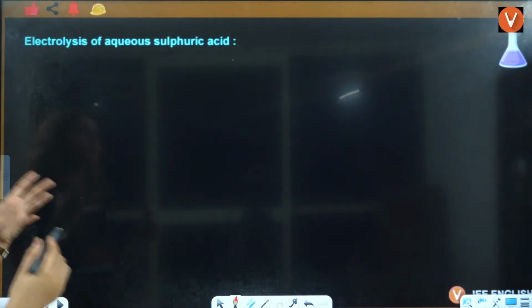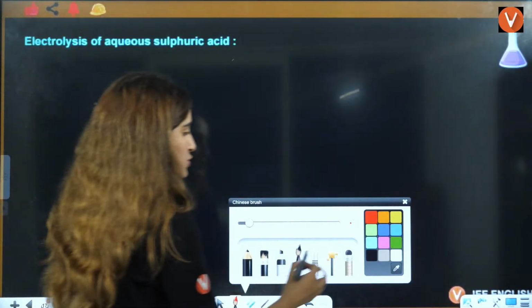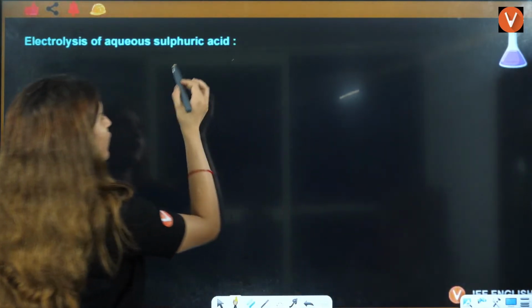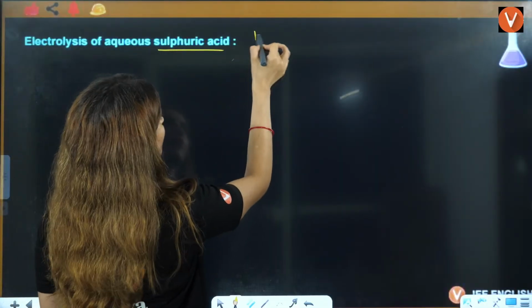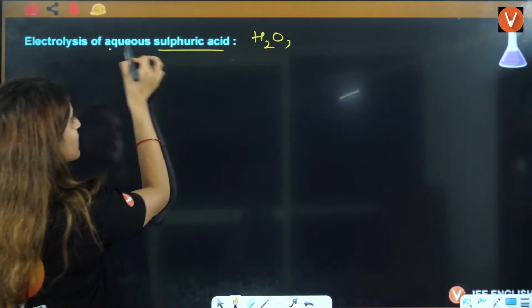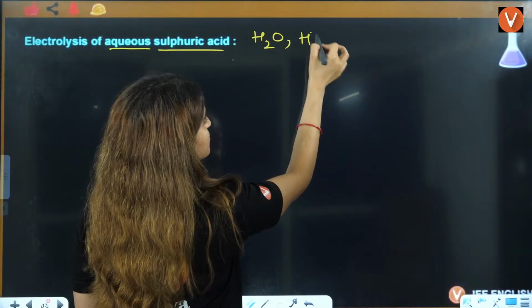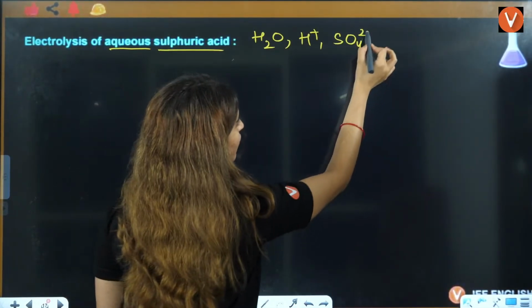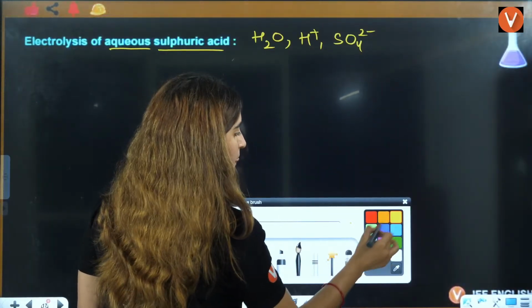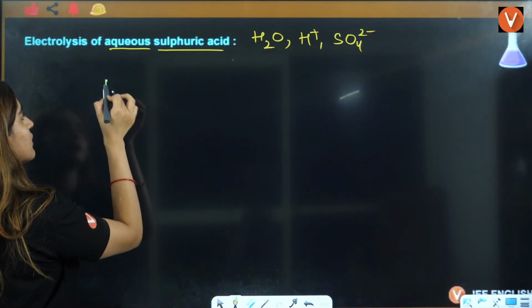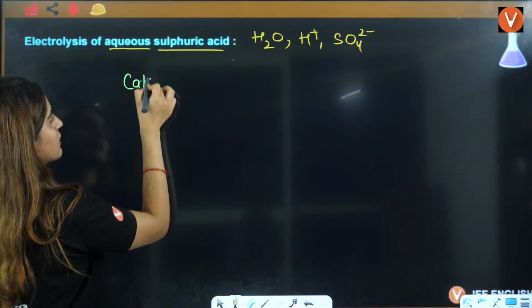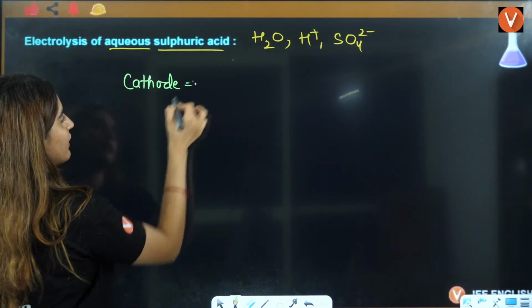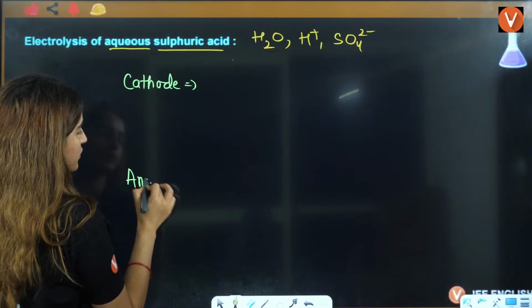In a similar way we'll do sulfuric acid. It is the same. Sulfuric acid is aqueous, which means water. This means H positive, and this means SO4 2 negative. Now here you have the cathode, and here you have the anode.